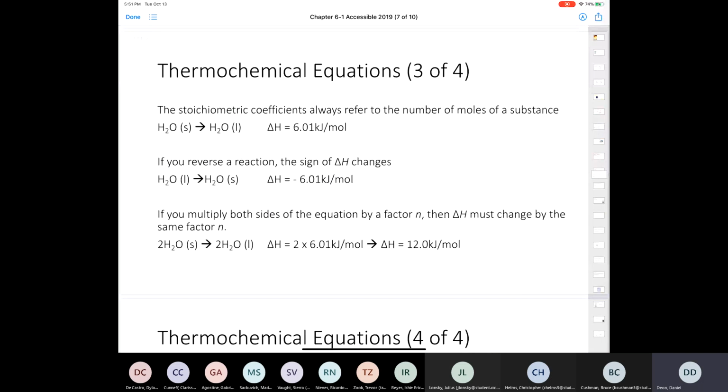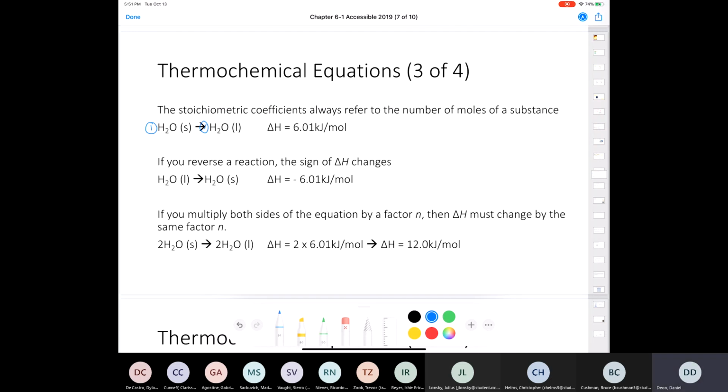Some important things to remember about delta H. What can you do with delta H? How can you manipulate delta H? Well, the first thing that you need to know is that stoichiometric coefficients always refer to the number of moles of a substance. So since we're dealing with 1 mole of ice and 1 mole of water in this physical process, that means 6.01 kilojoules per 1 mole of ice, and per 1 mole of water.